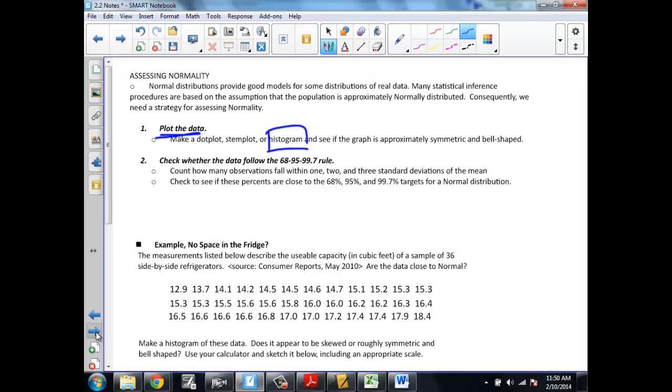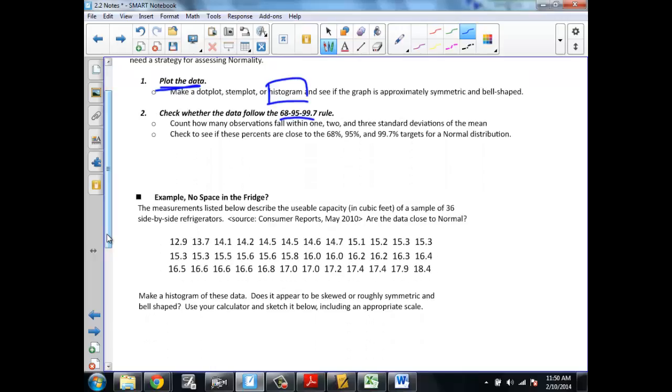For the sake of these questions, the ones I give you, they're all going to be roughly symmetrical, just to give you a heads up. But we plot our data, we want to see, is it symmetrical? And then secondly, we check whether the data follow the 68, 95, 99.7 rule. We'll count how many observations fall within 1, 2, and 3 standard deviations of the mean. And then we'll see how closely those percents fit the 68, 95, 99.7% targets.